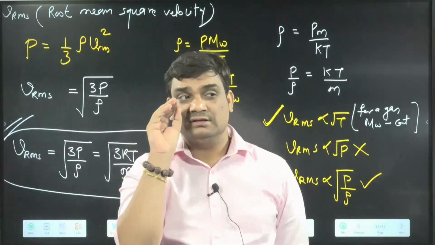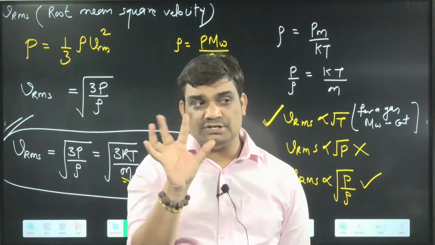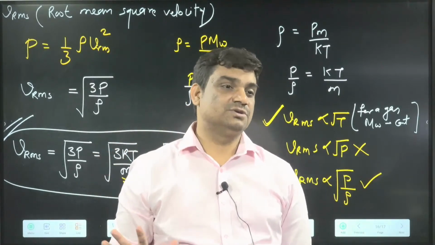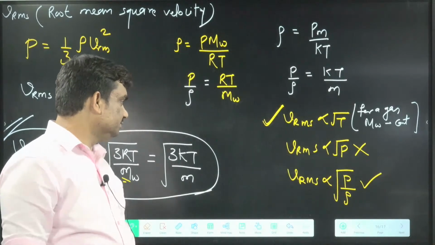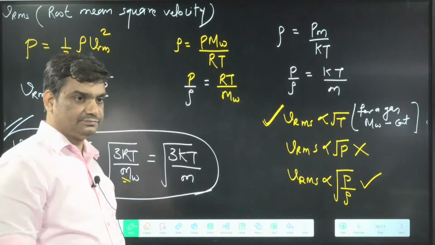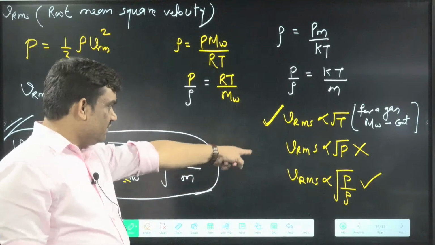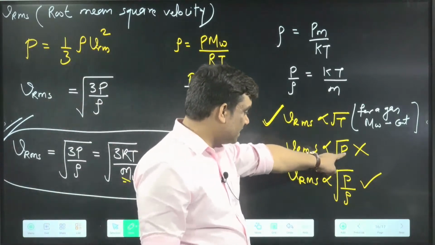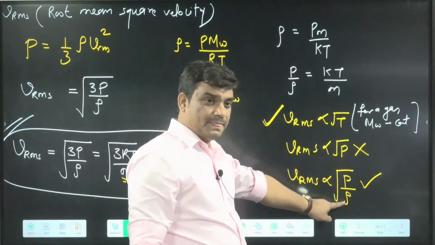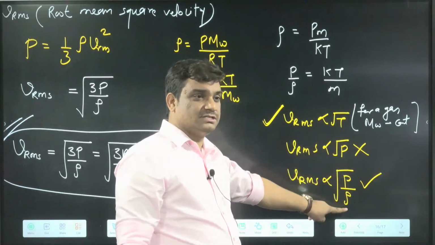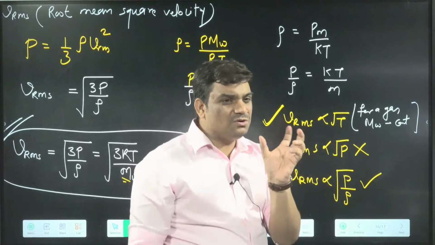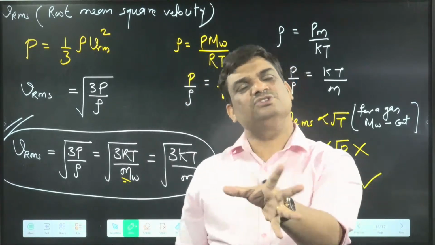VRMS depends on temperature. With pressure we cannot say. A lot of people take this one as correct, but that is wrong. P by rho: sometimes when you change the pressure, density also changes, so we cannot say clearly. We have to take temperature into consideration all the time.